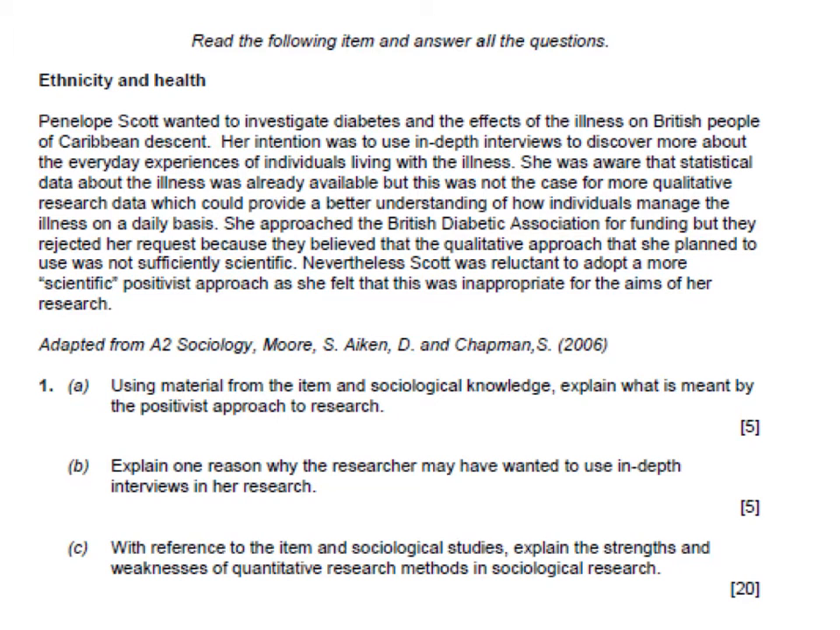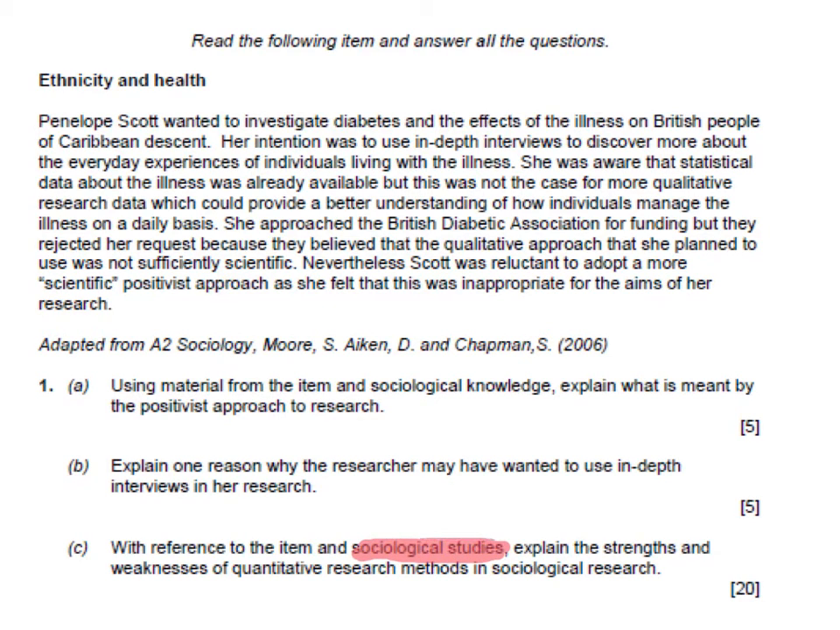So you can see that you will get an item to read, and generally this will be a short description of a piece of sociological research. You get two 5-mark questions, and then you get this mini essay question which is marked out of 20. And one of the things to note about this mini essay question is it will always start with the instruction to make reference to the item and sociological studies, as we can see here.